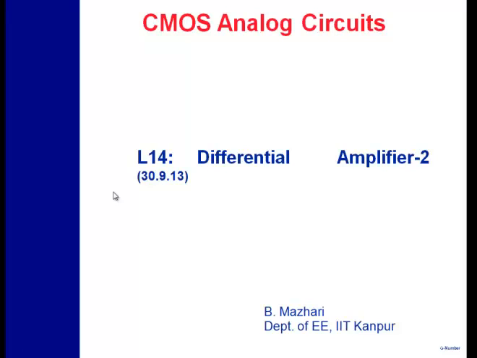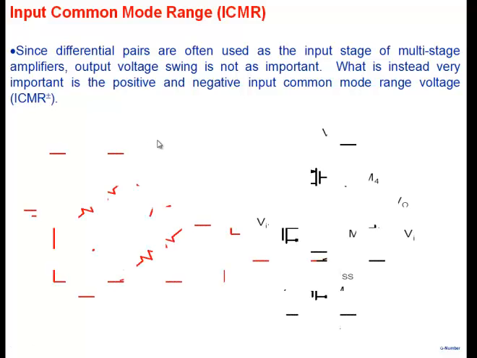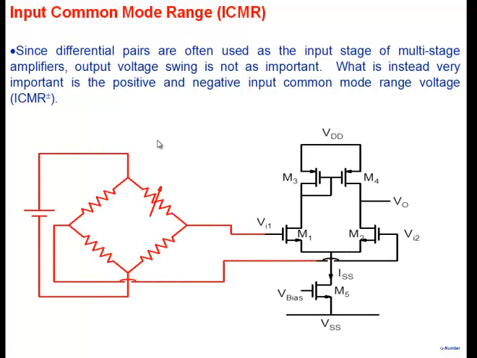Okay, so there are a couple of other parameters besides differential mode gain and common mode gain. One of them is what we call the input common mode range. Now, in earlier analysis of differential amplifiers, you may not have seen this particular parameter, but it's fairly important, input common mode range. And let's look at the motivation for it.